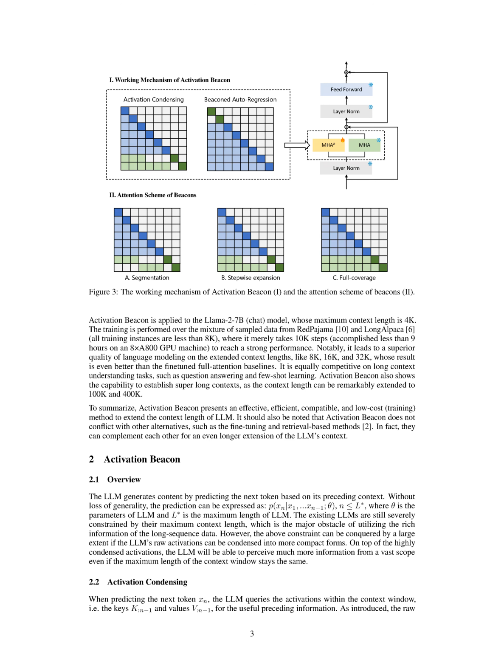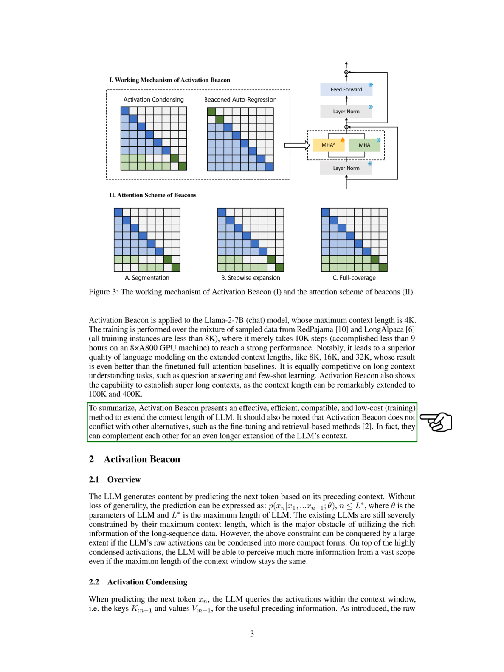Section Summary. The paper introduces Activation Beacon, a method to extend the context length of large language models, LLMs, without compromising their existing capabilities. By condensing the LLM's raw activations into compact forms using special tokens called beacons, Activation Beacon allows the LLM to perceive information from a vast context even with a short context window. This method improves the quality of long context generation, supports diverse context lengths, and enhances inference and training efficiency.